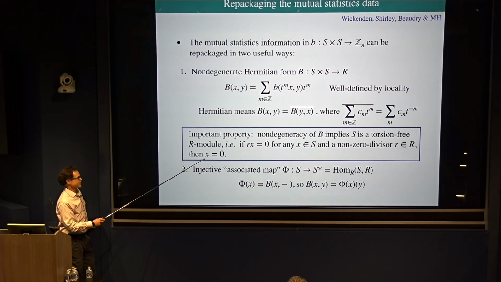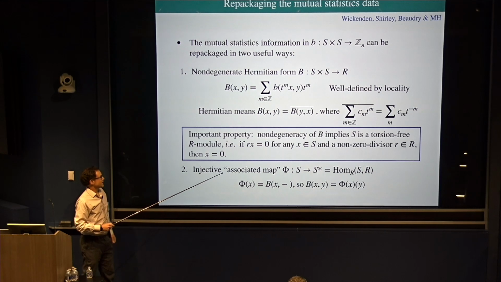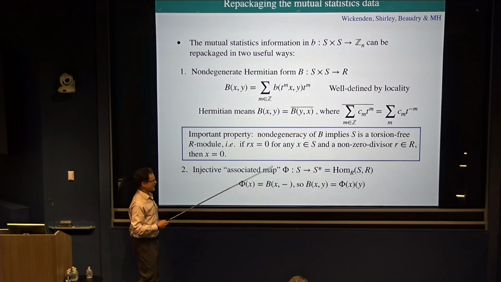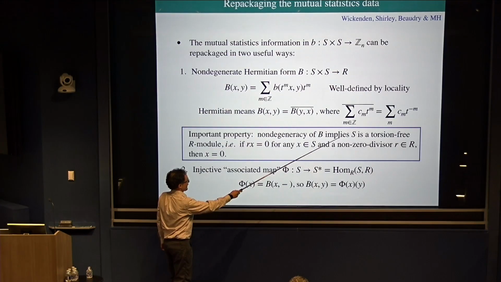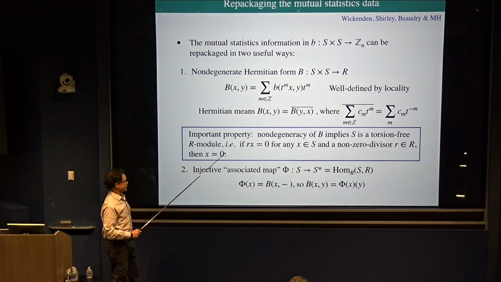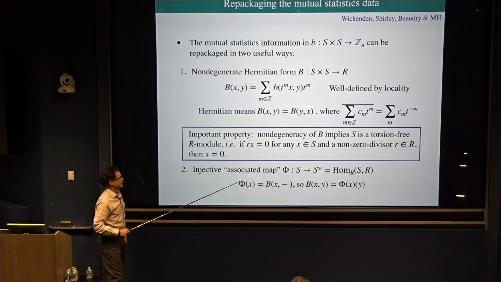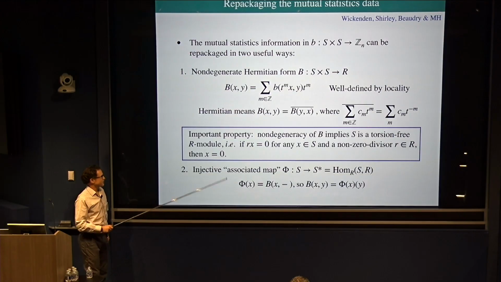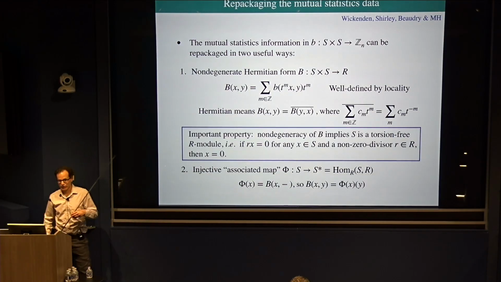There's a property that turns out to be very important, which is that we know B is non-degenerate, and that actually implies that S, our fusion module, is something called a torsion-free R module. And I wrote the definition here. That's not so important. It's just some property if you're not familiar with it. But it plays a very important role in the theory.